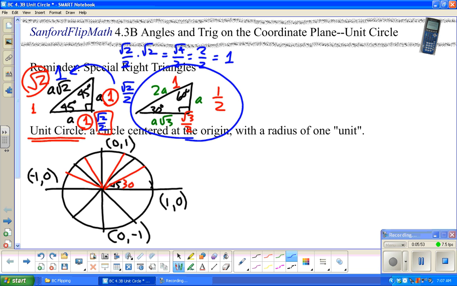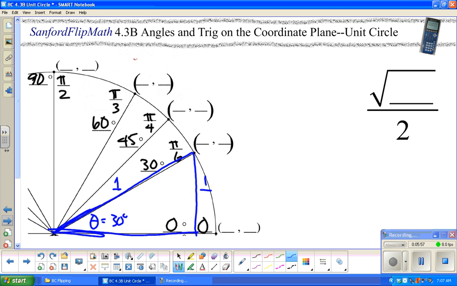Here's 30 degrees, so opposite the 30 is going to be 1/2. And then adjacent to the 30 is going to be the square root of 3 over 2. This is a y value. This thing is an x value.